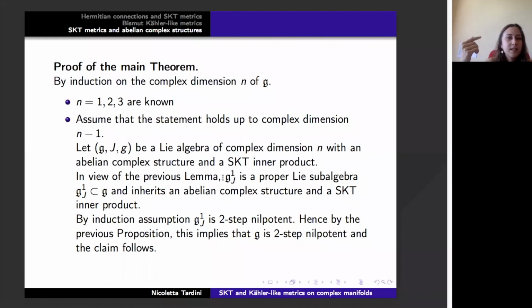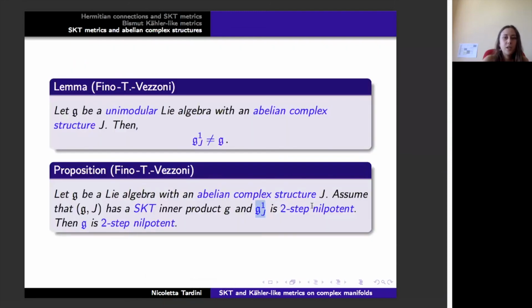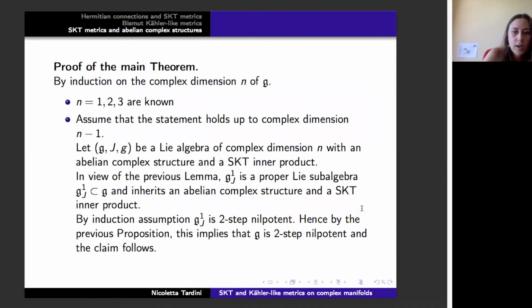Since the Lie algebra is unimodular and J is abelian, we know that G1J is a proper Lie subalgebra of G. So we can induce the whole Hermitian structure on G1J. So we have on G1J an abelian complex structure and SKT metric. So G1J is two-step nilpotent by the induction assumption. And so now we use this: if G1J is two-step nilpotent, then the whole Lie algebra is two-step nilpotent. So this was essentially the idea.